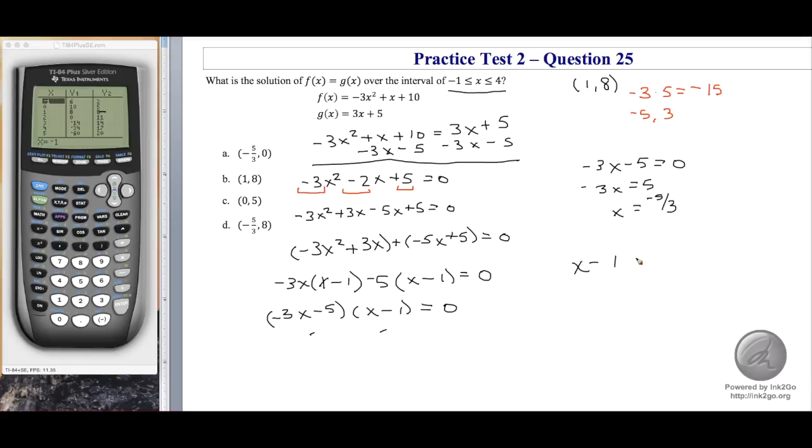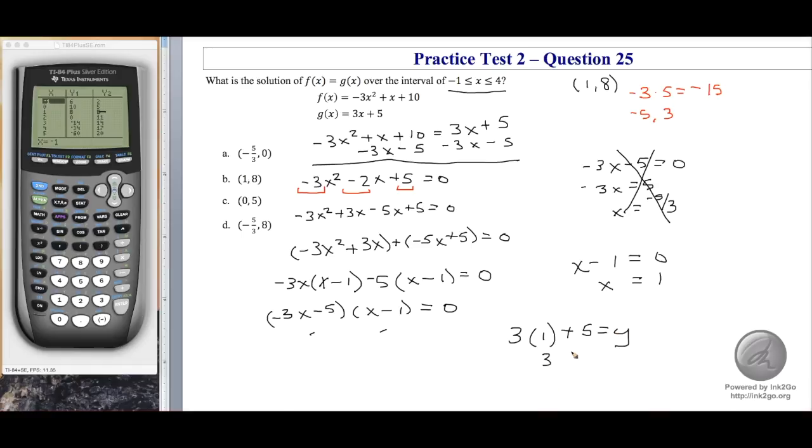My second factor is x minus 1. Setting that equal to 0, I get x equals 1. Taking a look again at the range here, the x must be between -1 and 4. -5/3 is less than -1, so we can eliminate that x value. 1 falls between those two values, so we're going to take x is equal to 1, plug it into our g of x equation, and solve for y.